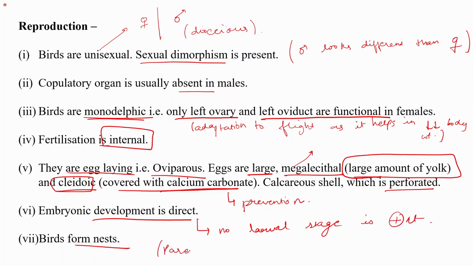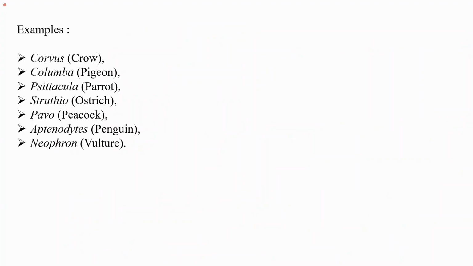Birds form the nest. Parental behavior is highly observed. Parental caring is observed. They form a nest in which they lay eggs, and parental caring is highly observed.